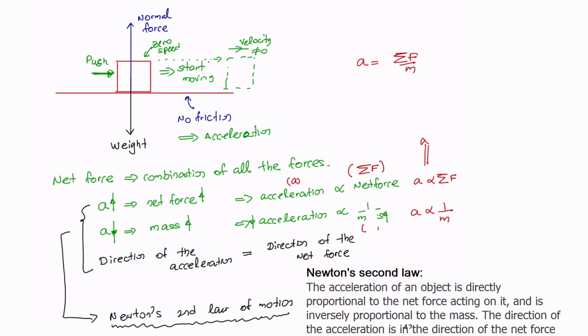I'm going to consider the proportionality constant as 1. So, multiply both sides by m. Then that means that net force is equal to mass times acceleration. And this will be your Newton's second law of motion as an equation.